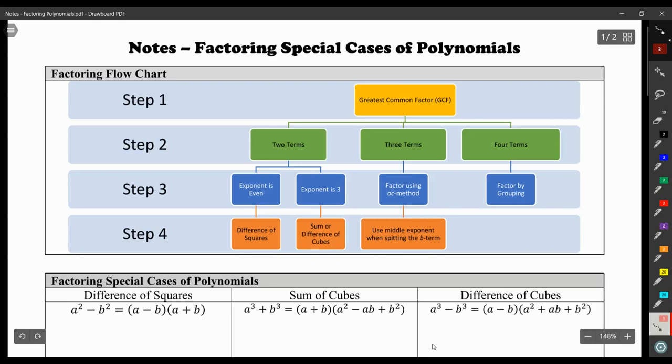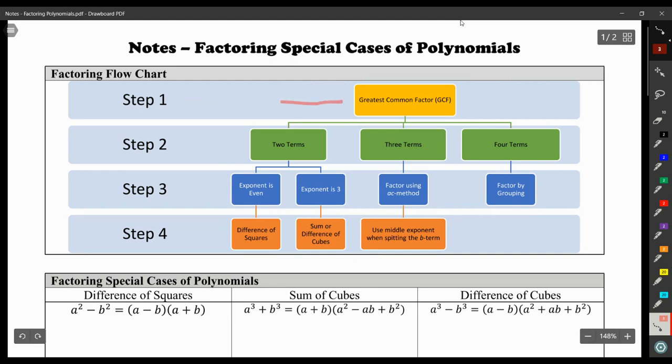Factoring polynomials. So we've done some factoring in the past, but the only factoring that we've done is with an exponent of 2. Well, polynomials can have a higher exponent than just a 2. They can have a 3 or a 4, a 6. So we need to delve a little further into factoring. And to help us with this, we have this flow chart here. So this tells you the process your mind should be going through when you factor.